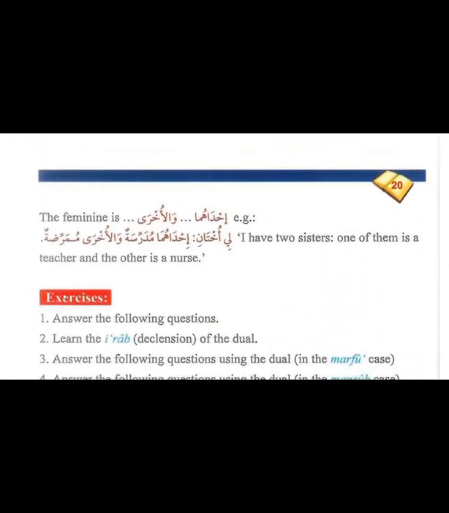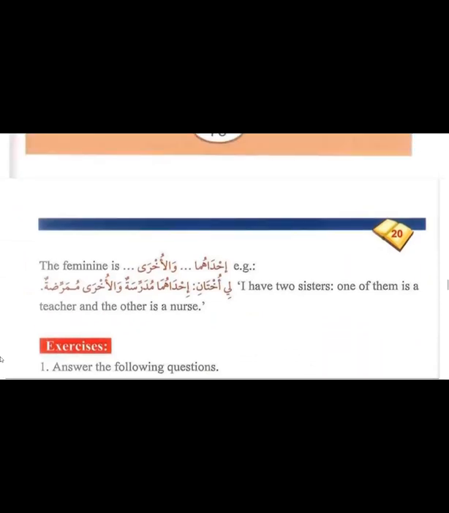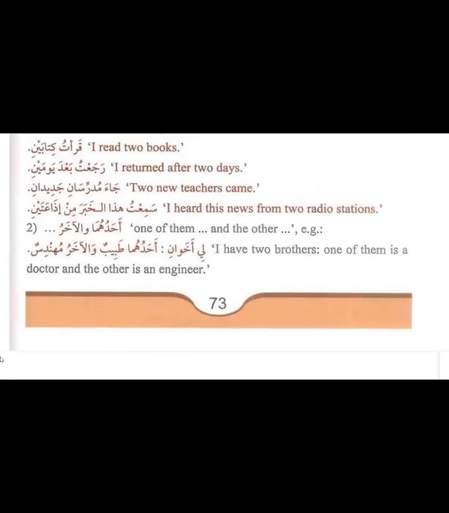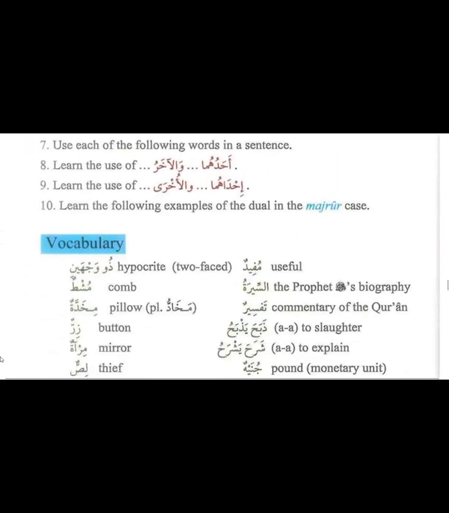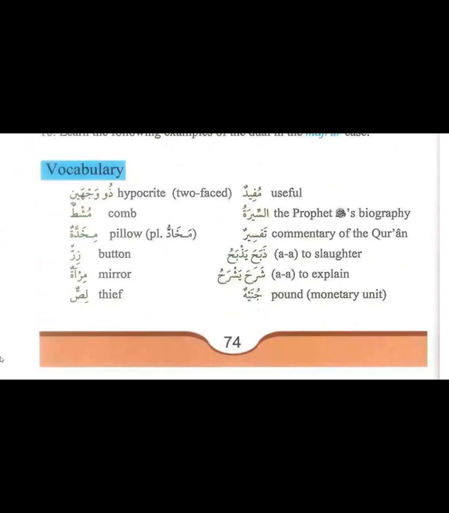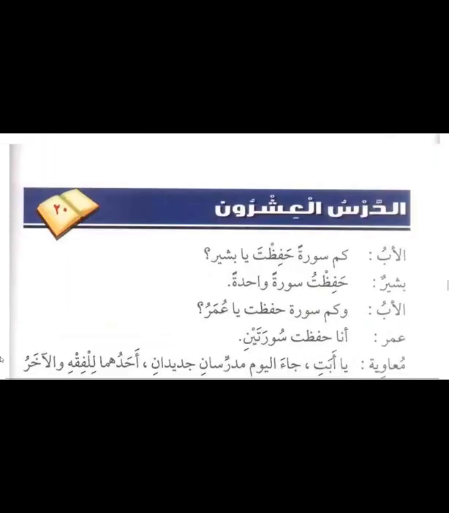Ihdahuma wal ukhra. The feminine is ihdahuma wal ukhra. Li ukhtani. Ihdahuma mudarrisatun wal ukhra mumarridatun. I have two sisters. One of them is a teacher and the other is a nurse. What is the meaning of ahaduhuma wal akhar? One of them and the other. And what is the feminine form? Ihdahuma wal ukhra.